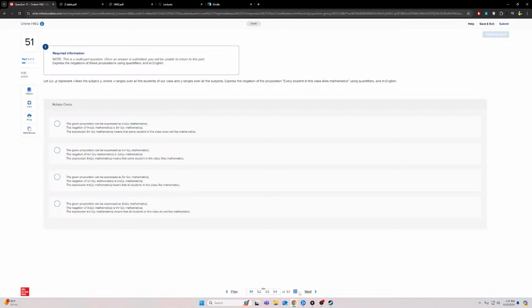Express the negations of these using quantifiers. Let L of x and y represent x likes the subject y. So x likes y, where x is all students, y is all subjects. Use to negate this.